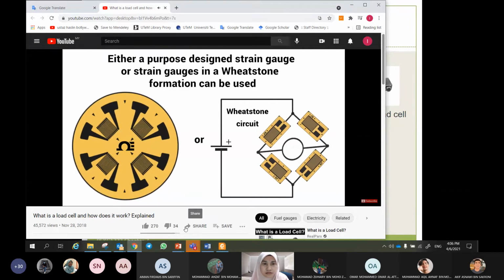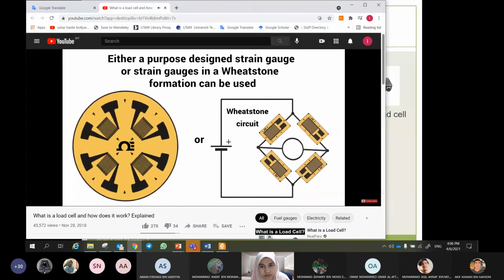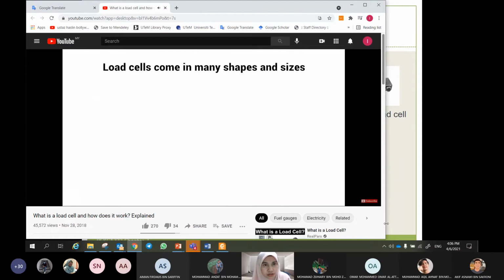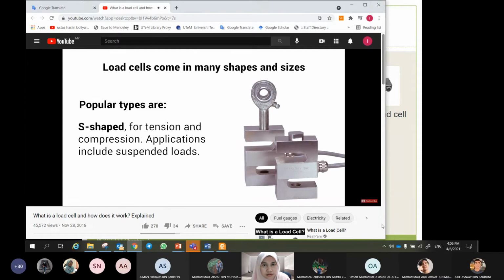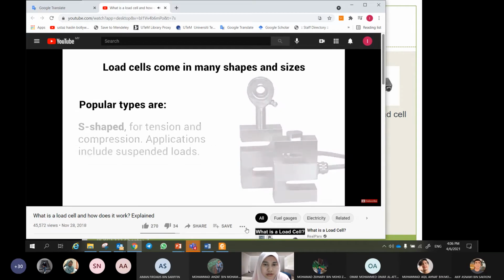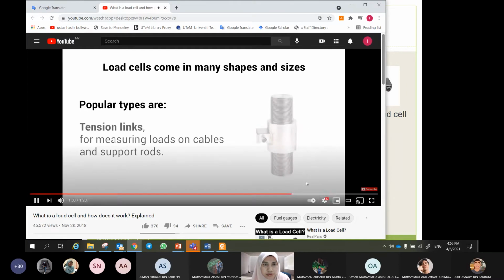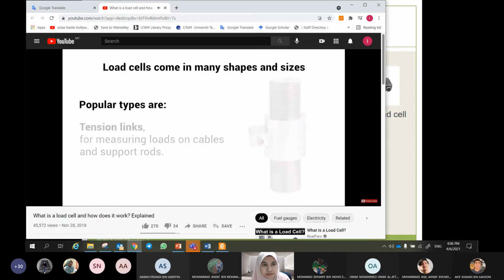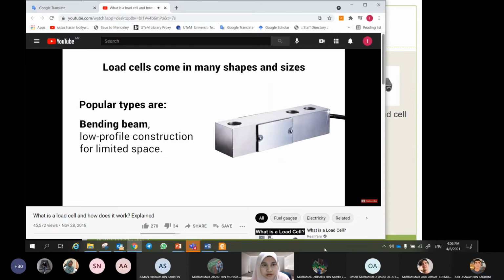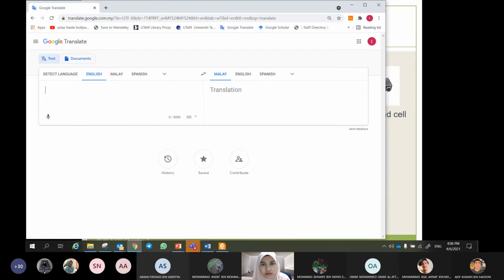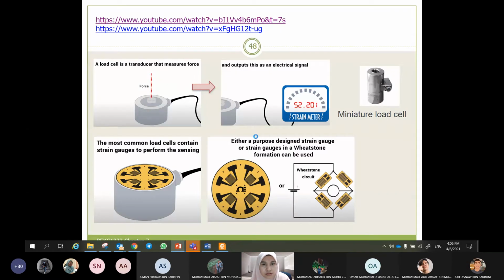Strain gauge is one of the applications of the Wheatstone bridge. So this is popular. This is the application of strain gauge, a resistive transducer. This is miniature. Bending beam, low profile construction for limited space. This is the other one.